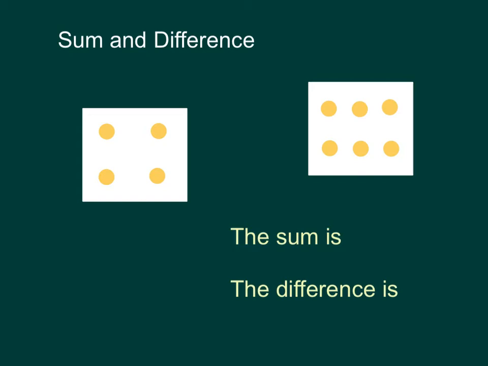And your last example. What's the sum and what's the difference? Tell the person you're working with. So the sum is 10, because 6 and 4 is 10. And the difference is 2, because 6, take away those 4, leaves 2.